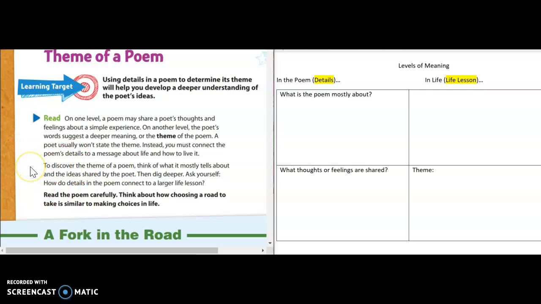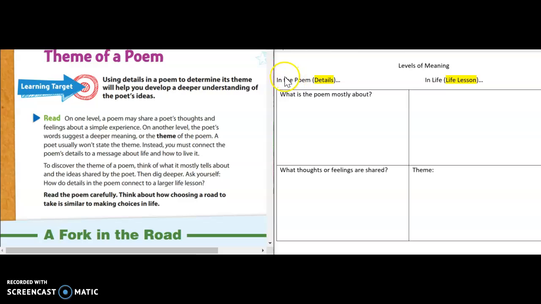Going on to this next paragraph, to discover the theme of a poem, think about what it mostly tells about and the ideas shared by the poet. Then dig deeper. Ask yourself, how do details in the poem connect to a larger life lesson? You can see this graphic organizer over here. I know I've got a split screen running here. So this is a graphic organizer we're going to use throughout this week.